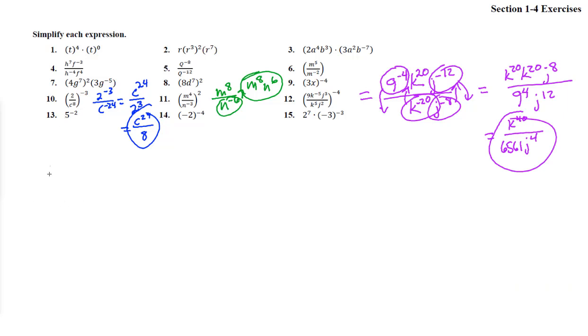All right, number 13. 5 to the negative 2 power. So let's write it down here, 13. 5 to the negative 2 power, that's 1 over 5 squared. Moving that down to the bottom, that's 1 over 25.